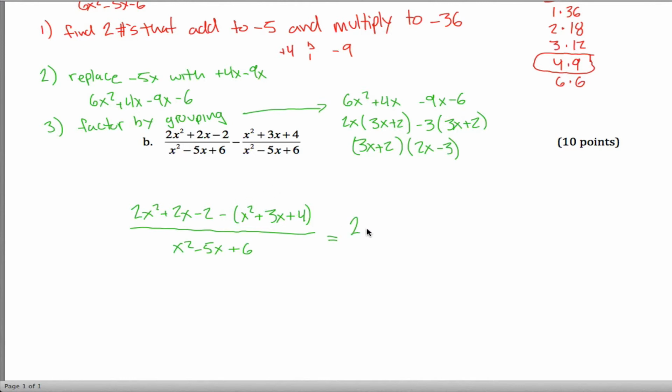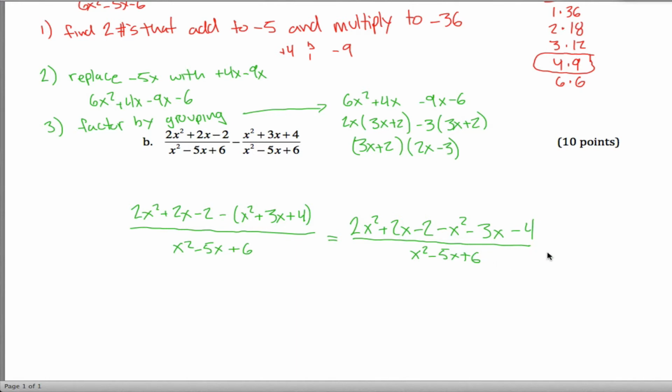If you did that, you might not have to write this step, but I'm going to write it just to try to make these solutions as complete as possible. If this negative goes through and hits each of these 3 terms, I'd get negative x squared, negative 3x, and negative 4. Still got this same denominator hanging out here, waiting to be factored.